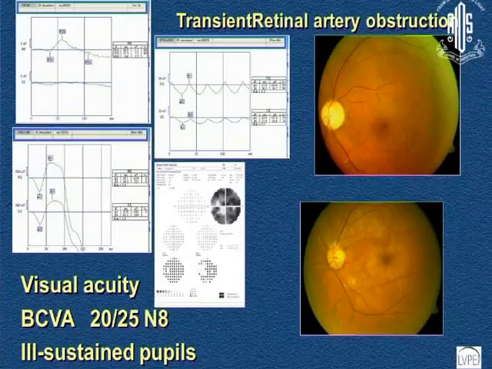So if your CRAO has lasted more than 4 hours, you will get the typical cherry red spot. But if it lasts for a few minutes and then it recovers, the embolus goes away, you will be left with this type of picture. And this you can only diagnose in the follow-up by your ERG, where the ERG will show abnormality, your flicker will show abnormality, your pattern ERG will show abnormality. So you know that the retina is affected and not just the optic nerve.